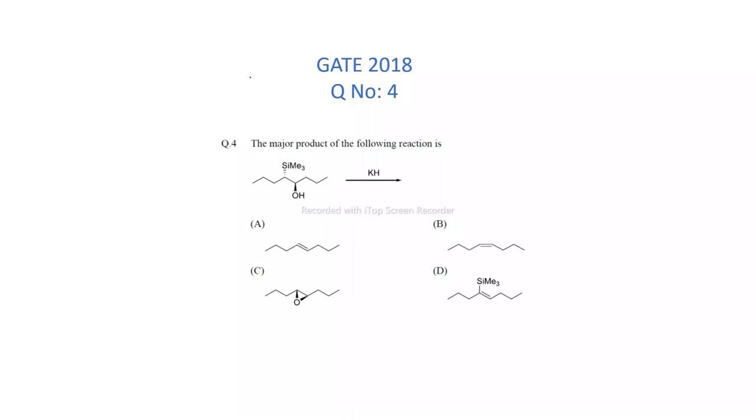It is the Peterson elimination name reaction. It has come many times in GATE and NET. Okay, as is saying option B. So any other option? It's actually a very easy question.